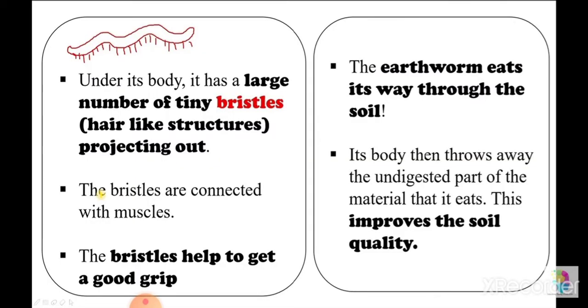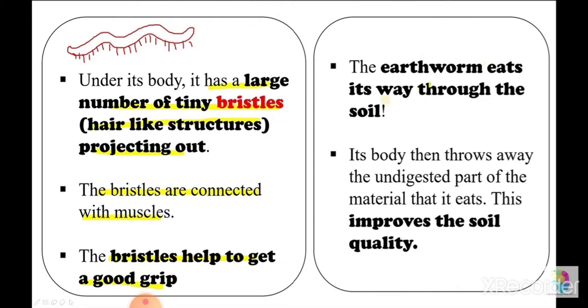Now we will try to understand how the earthworm can fix itself in the soil. Under its body it has a large number of tiny bristles like this one, hair-like structures projecting out. The bristles are connected with muscles and these bristles help to get a good grip, and that is why earthworm can fix itself in the soil.